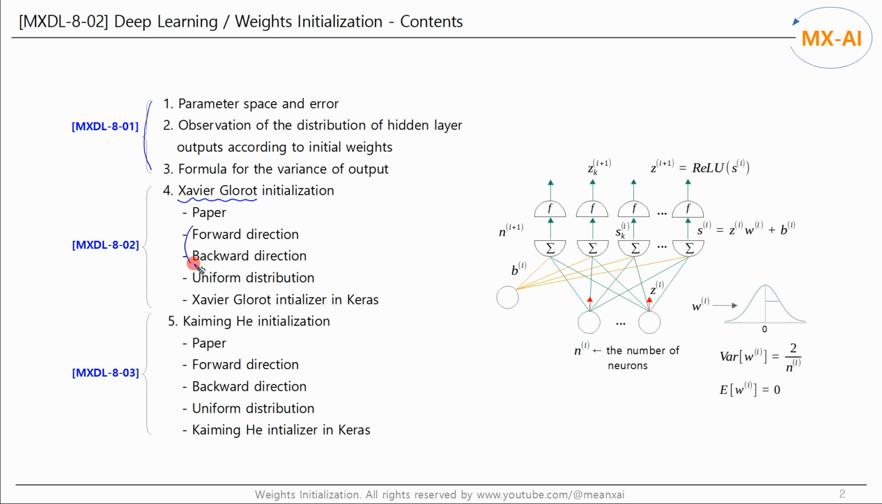This allows us to obtain the optimal variance of the normal distribution for weights initialization. And in the same way as above, we find the optimal range of uniform distribution for the initial weights. Finally, we will apply Keras Glorot Initializer to a network.